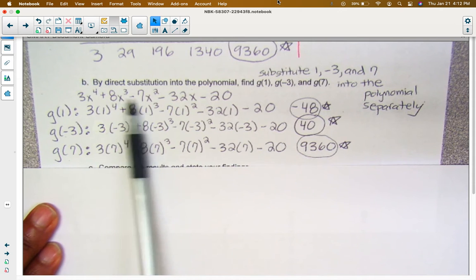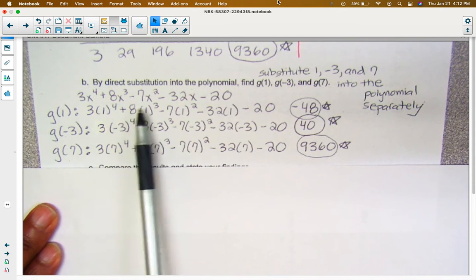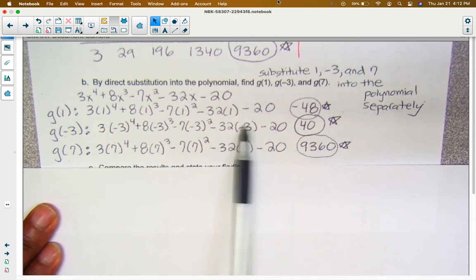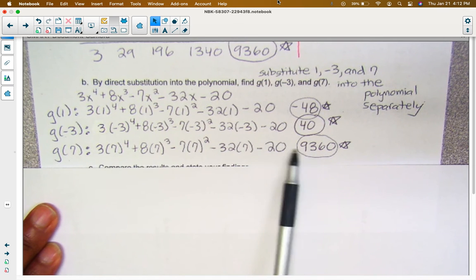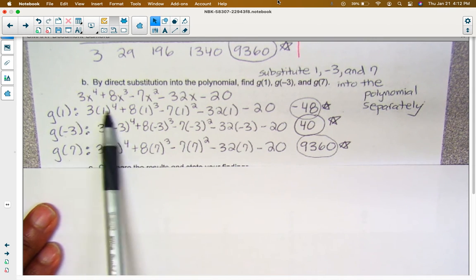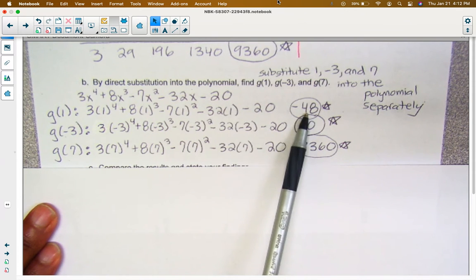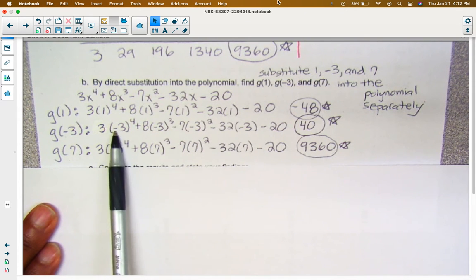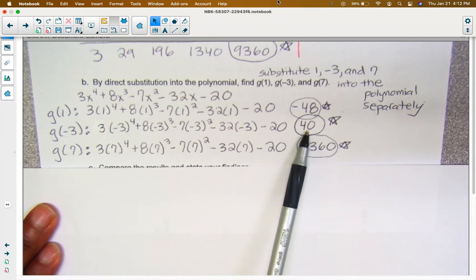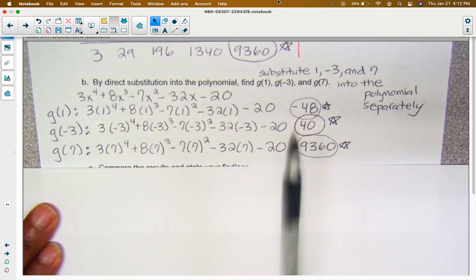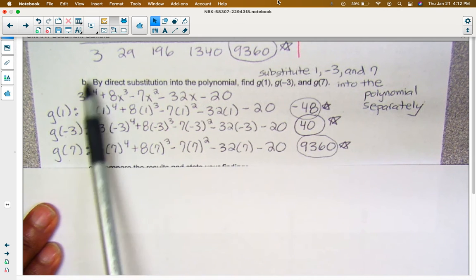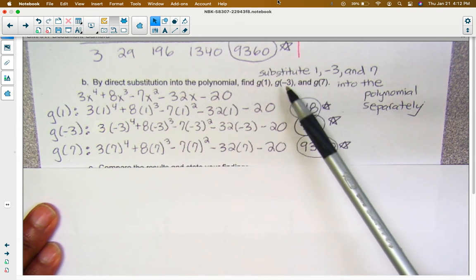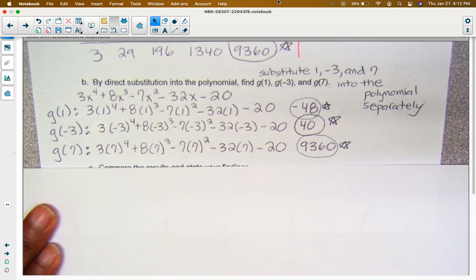So this is the function that we're working with. I plugged in 1. I plugged in negative 3. I plugged in 7. And then Desmos helped me out because there's a whole lot of mental math to do. So I typed all this into Desmos. I got negative 48 when I plugged in 1. When I plugged in negative 3, I got 40. And when I plugged in 7, I got 9,360. So I did substitution. This is direct substitution. Take a number, plug it in, evaluate the function.